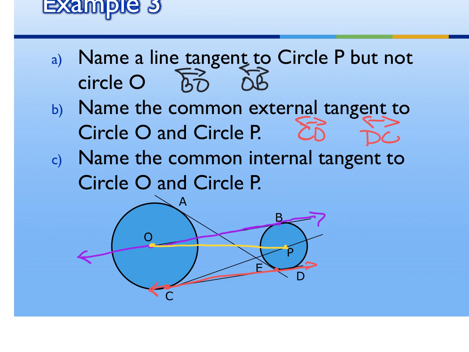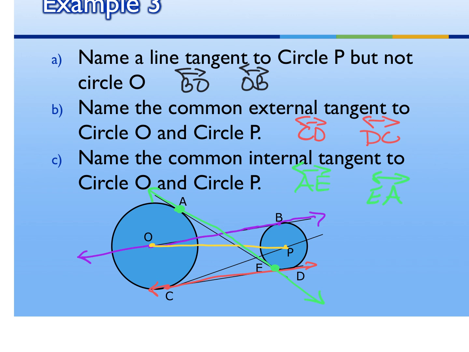And now they want a common internal, so this one's going to cross or intersect that yellow line. And I can do this one in green. So the common internal would be AE. Notice it's tangent to circle O at point A and tangent at point E. So AE would be the example of the common internal tangent, and again, include the picture of the line on top of the letters. Again, you could have also named it as EA.